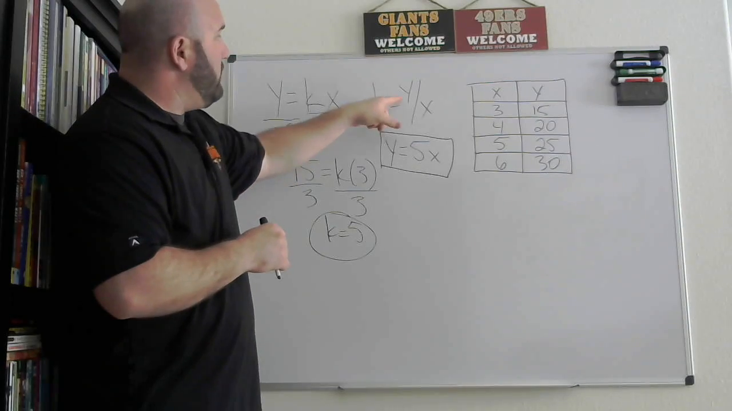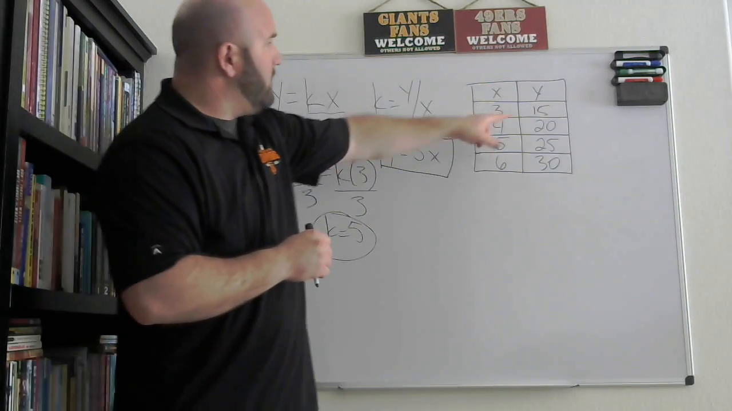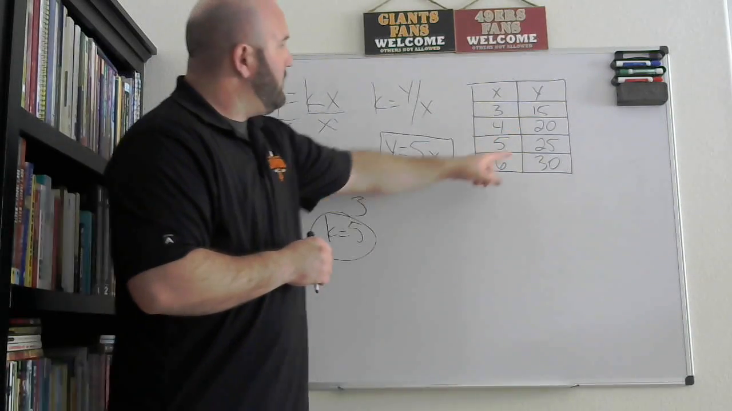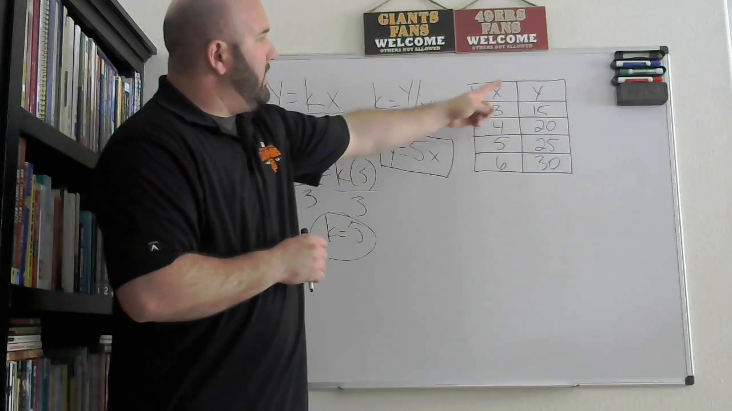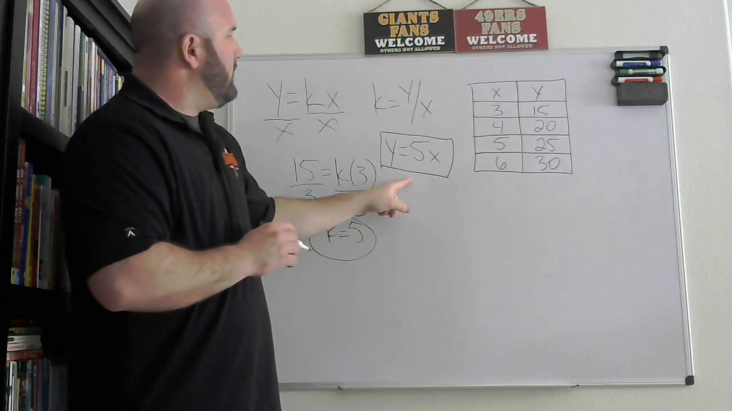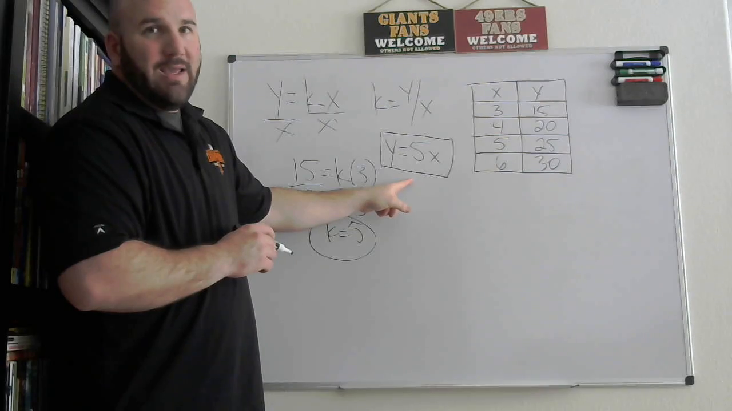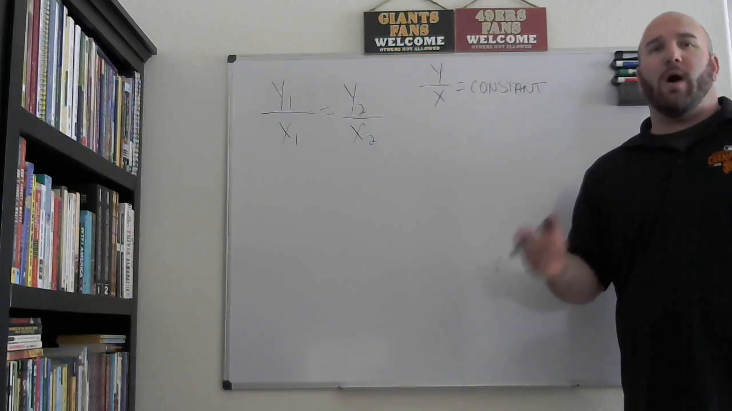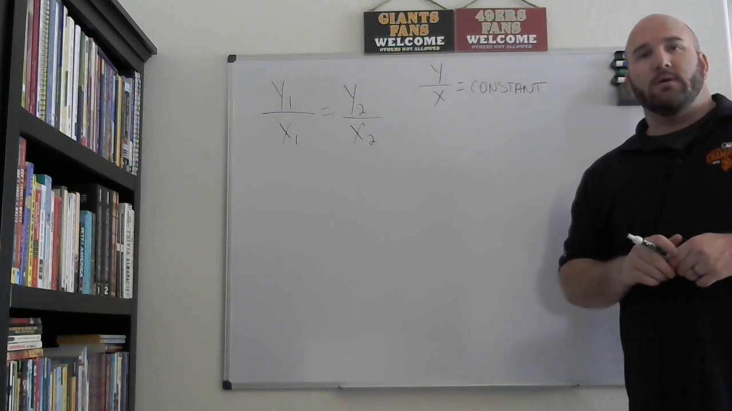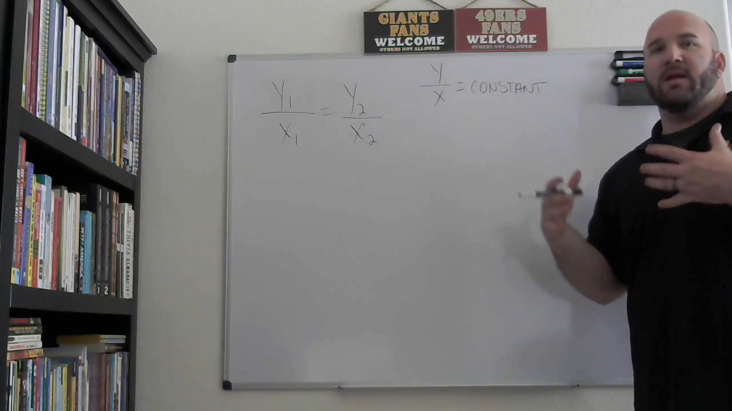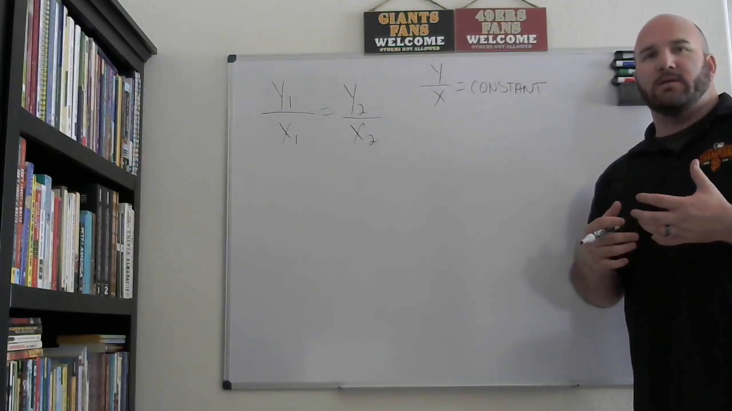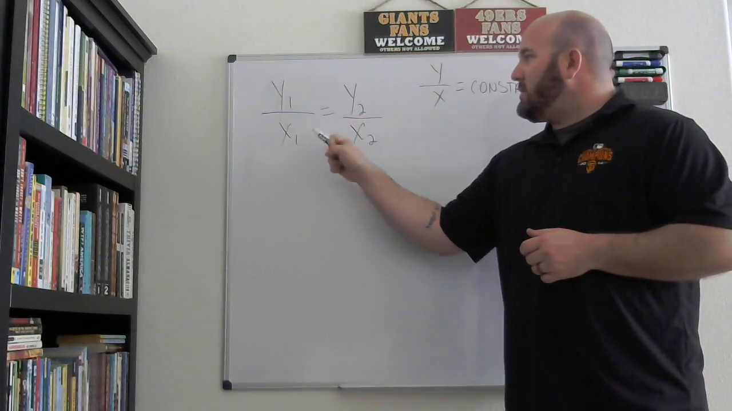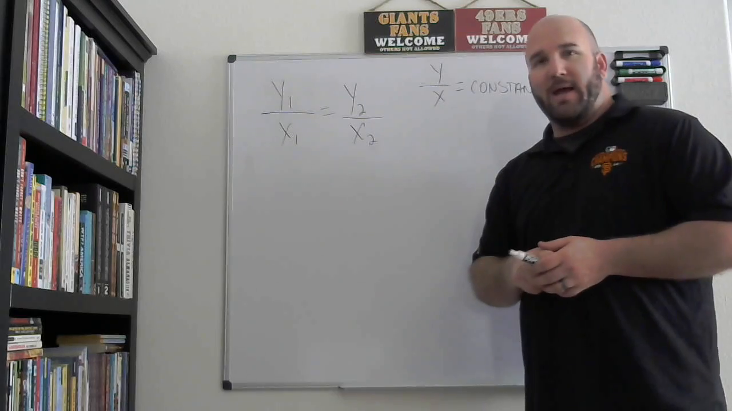How do we find the k value? y divided by x. So we go over here. 15 divided by 3 is 5. 20 divided by 4 is 5. 25 divided by 5 is 5. Because this is true for all these values, we know our direct variation equation is y equals 5x. In a direct variation, the ratio y over x is a constant. So that means that in any given set of data, y divided by x will give you the same value. That means that y1 divided by x1 is the same as y2 divided by x2.